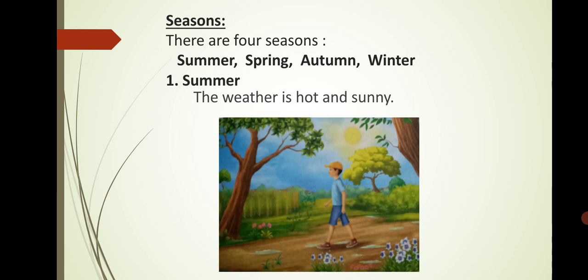Okay, now seasons. Do you know about the seasons? There are four seasons: summer, spring, autumn, winter. We have the four seasons: summer, spring, autumn, winter. What happens in the summer? In summer, the weather is hot and sunny.